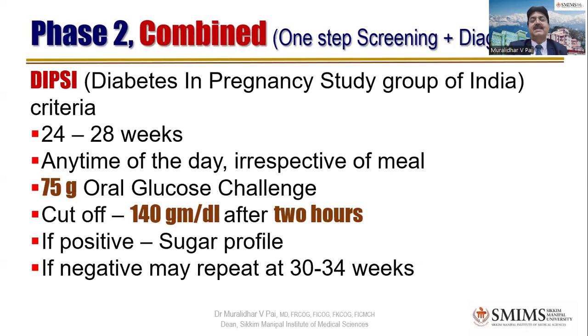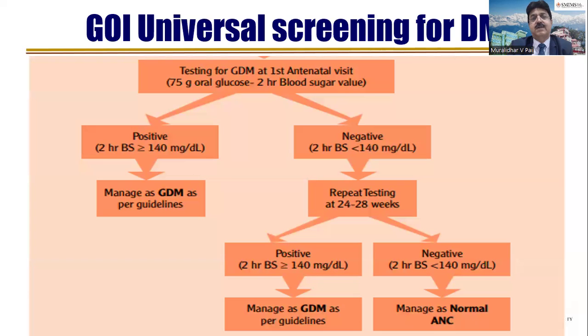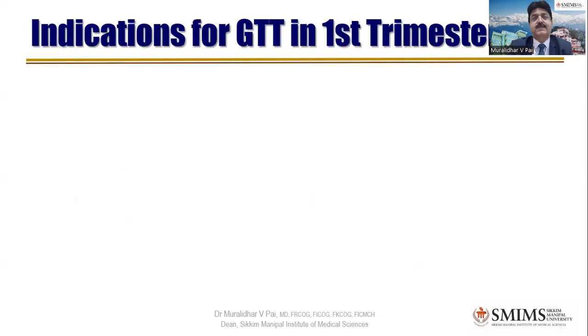So at least this one test should be done. Any time of the day is the advantage of it. Patient doesn't have to come fasting. And 2 hours waiting in the clinic is not a big deal. So if it is positive, you have to go for sugar profile. If it is negative, it should be again repeated at 30 to 34 weeks. So as I said, this is the Government of India Universal Screening Program. It's the same thing that I said.